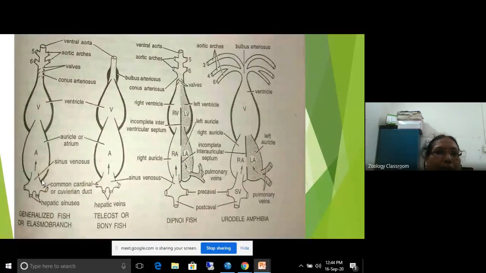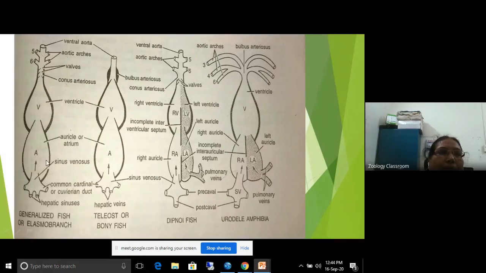So this is the fish, dogfish. This shows the formation of the common sinus venosus from the hepatic sinus and cardinals. The sinus venosus opens into the auricle. It is thin and elastic, and opens into the ventricle. It is guarded by the auriculo-ventricular valve. The ventricle is muscular and opens into the conus arteriosus. In this there are 3 valves, and this opens into the ventral aorta.